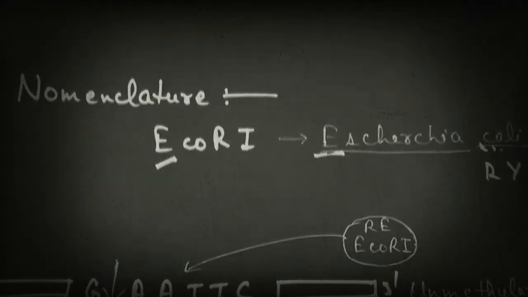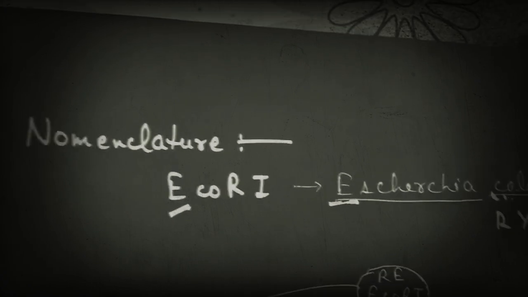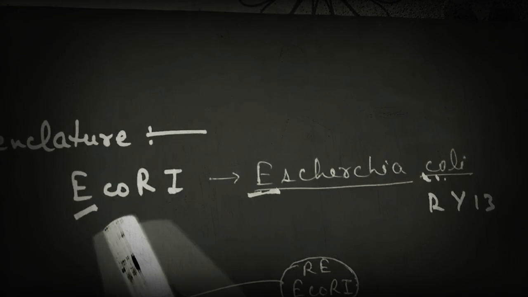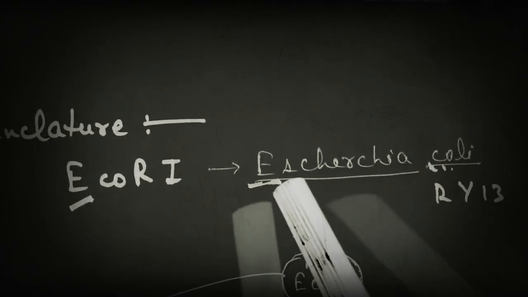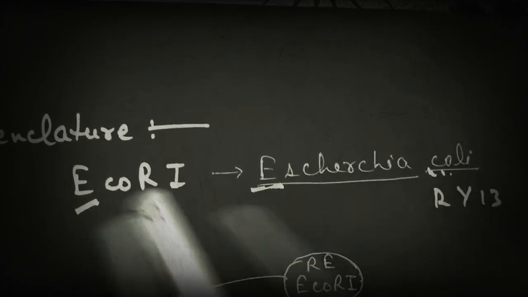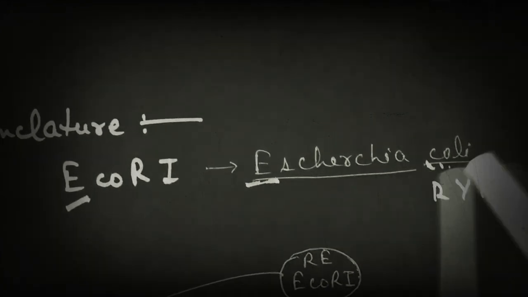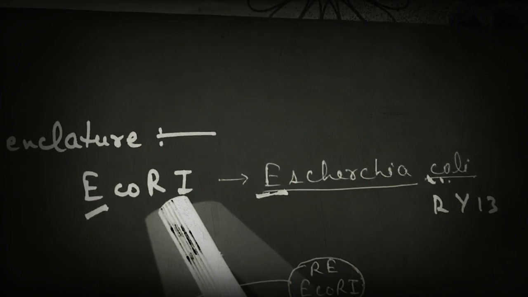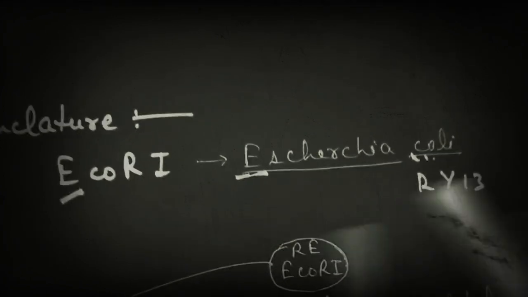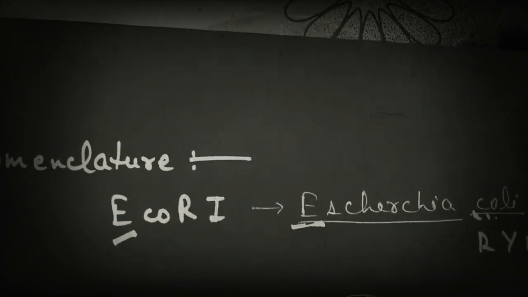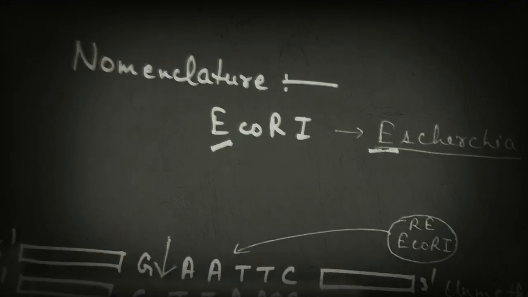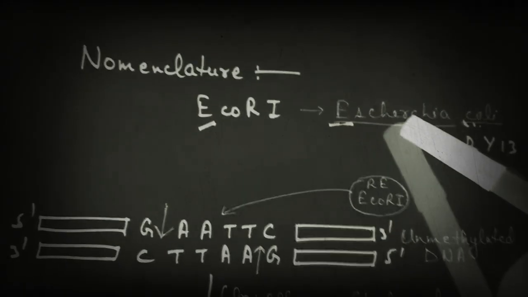This restriction enzyme is isolated from bacterial strain Escherichia coli, in which E denotes the first alphabet of the genus, co denotes the first two alphabets of the species, R is referring to the strain of bacteria, here it is RY13, and 1 is just a Roman number indicating that it was the first enzyme to be isolated from this bacterial strain.